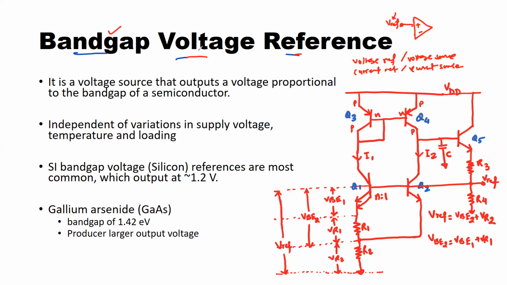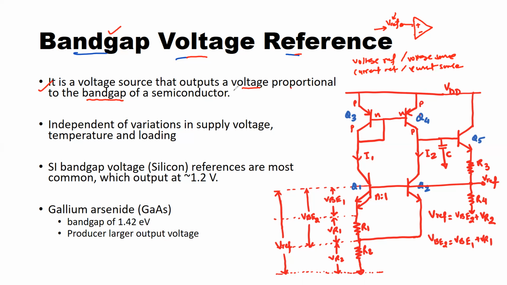So why it is called bandgap, how it works, what its application and its operation are, we are going to study, evaluate and analyze in this particular module today. The definition of the bandgap voltage reference is that it is a voltage source, for example, one you are going to supply to one of the pins of the op-amp, that will output a voltage proportional to the band gap of a semiconductor.